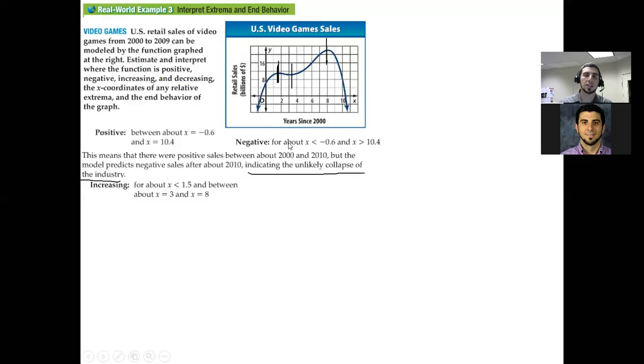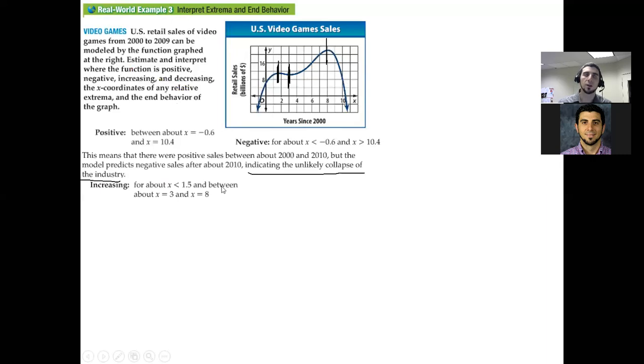Okay, so now we're slicing the graph up according to where it's increasing or decreasing. So it's increasing for values before 1.5, so it's increasing for x less than 1.5. And then between, oops, I put that line in the wrong spot. Between about 3 and 8, it's increasing here, okay?